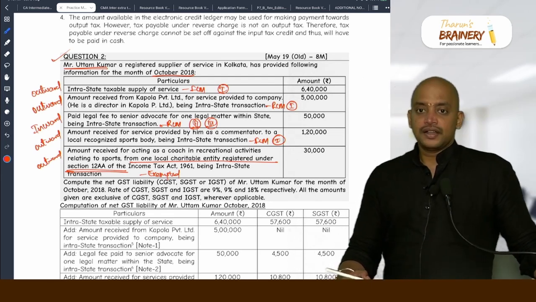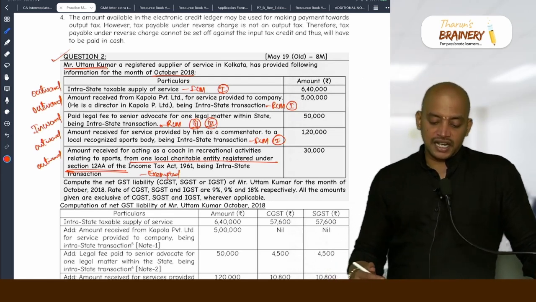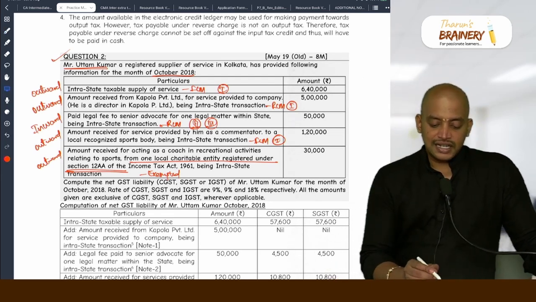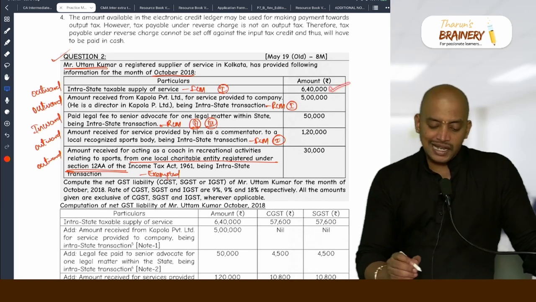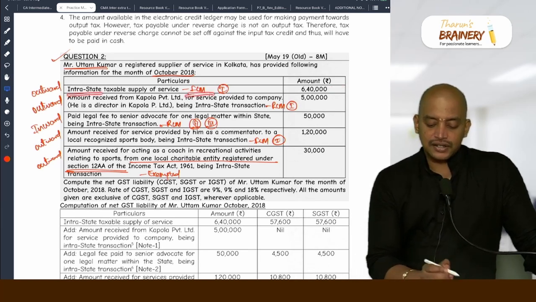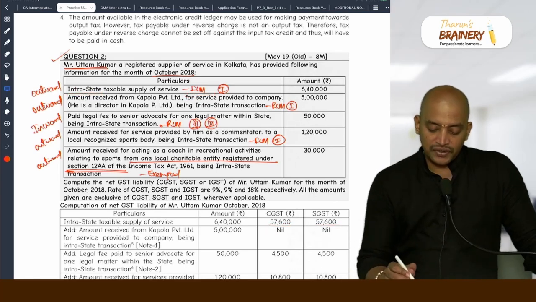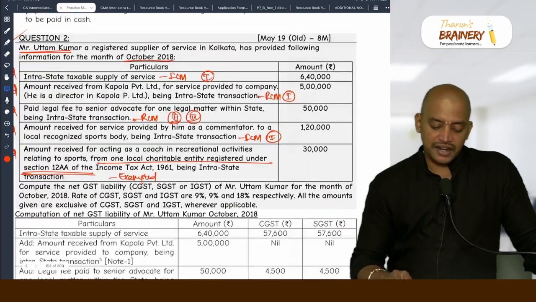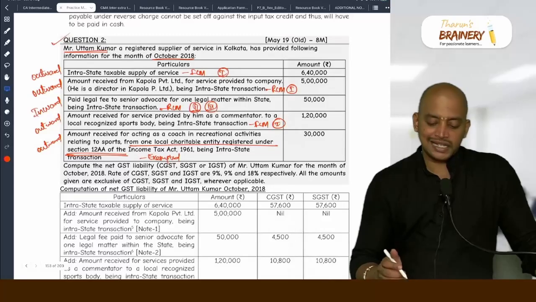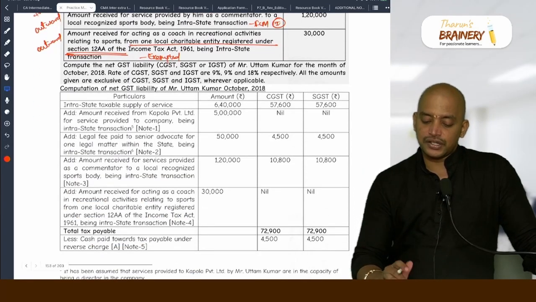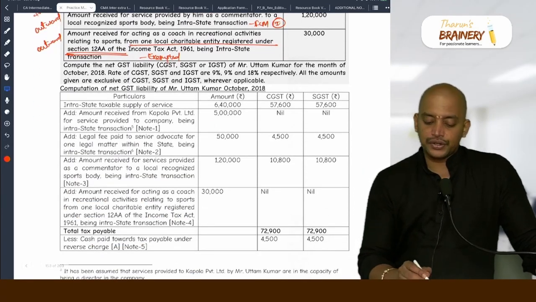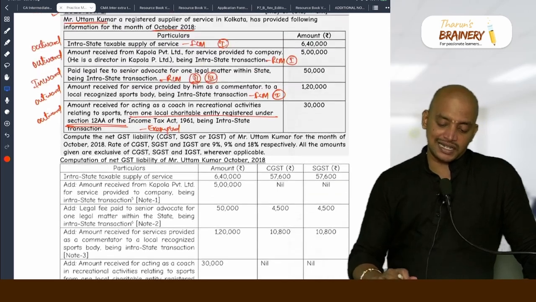Now, first statement. In the first statement, we take 6,40,000 under FCM, intrastate, so CGST and SGST. You understood? Then again, what will come in the first statement? Services provided to the company as director, 5 lakhs, but there is no GST. Why is there no GST? Because it will come under RCM.